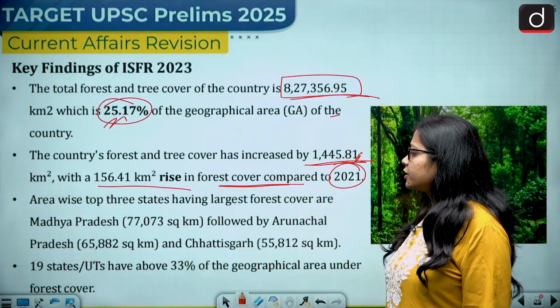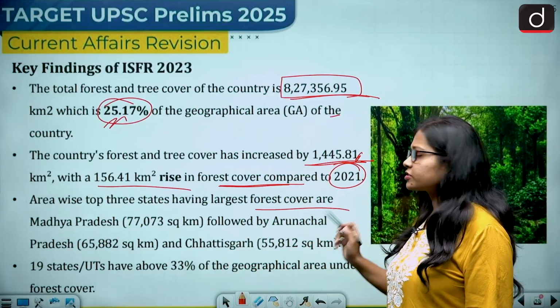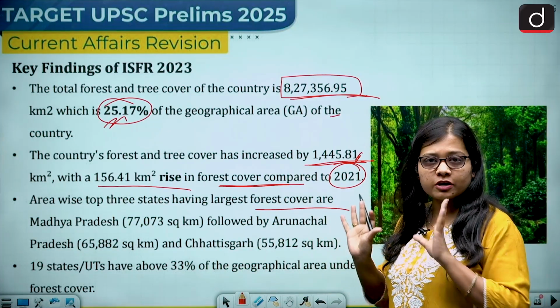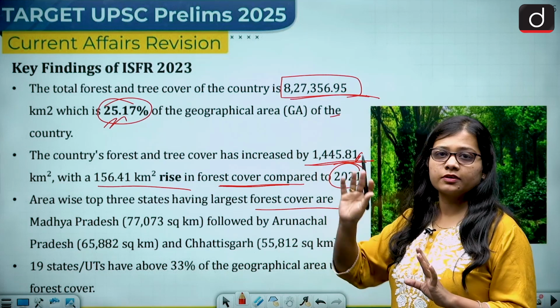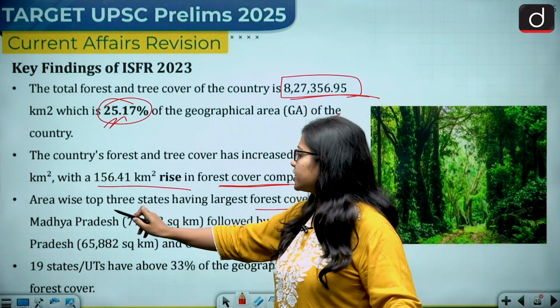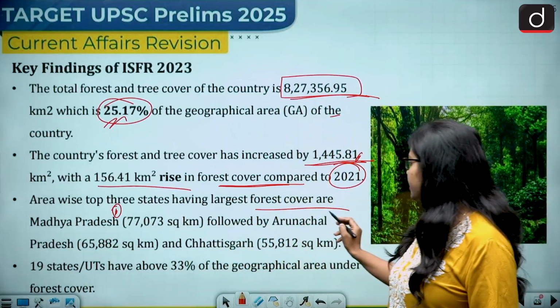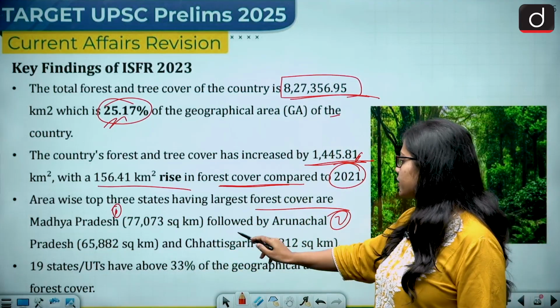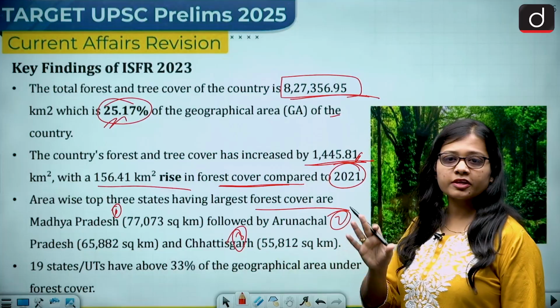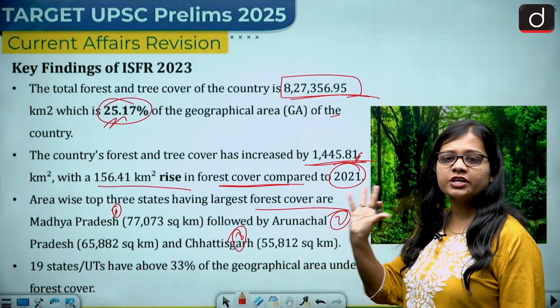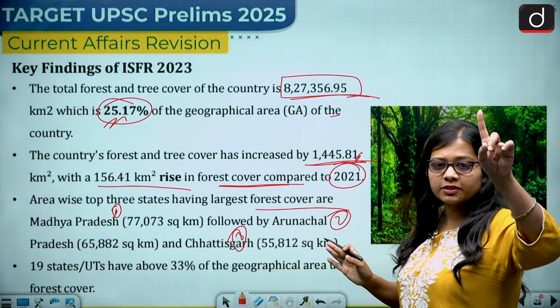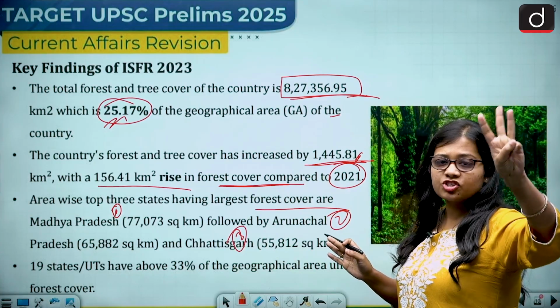Then area wise, the top 3 states having the largest forest cover. So which state has the largest forest cover area wise? First is Madhya Pradesh. Second comes Arunachal Pradesh, and third comes Chhattisgarh. This is an important point, that area wise which state has the highest forest cover. So that is Madhya Pradesh, Arunachal Pradesh and Chhattisgarh.